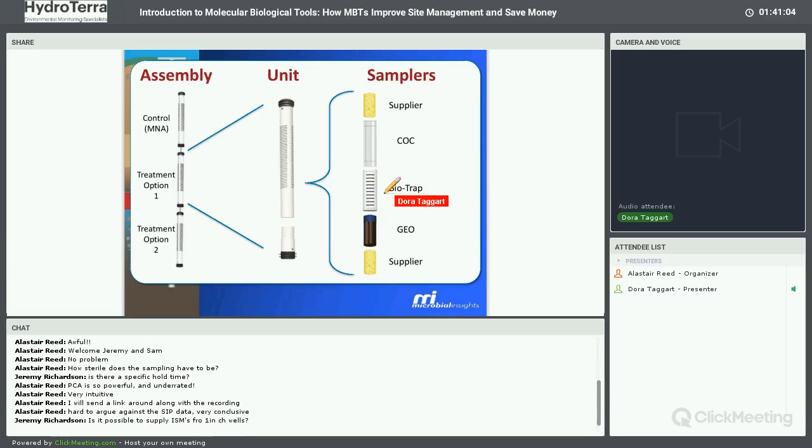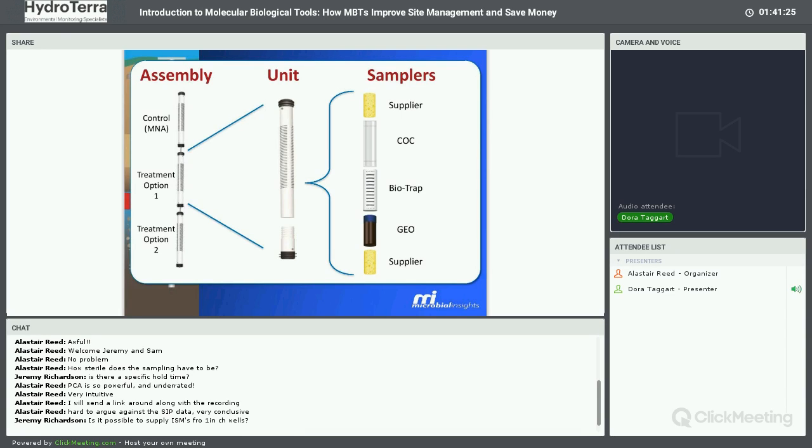We're going to have a biotrap with those little beads in it so that we can look at our microbial community. And then we're going to have a vial so that we can look at the geochemistry. And a good question that just popped up on this is, can we get in situ microcosms for 1-inch wells?